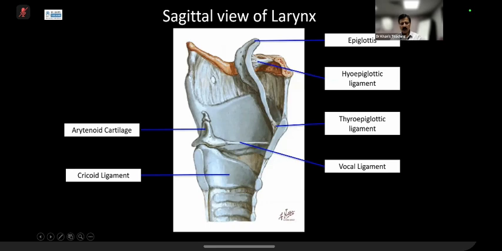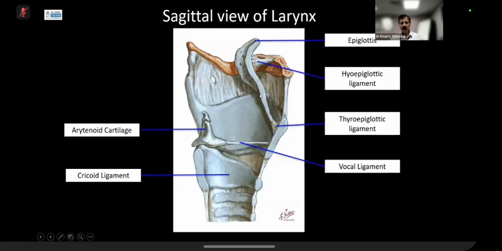So this is the arytenoid cartilage, and this is the anterior process of the arytenoid cartilage. And there is a ligament here, we call it the vocal ligament. And on it sits the muscle, the vocalis muscle, and this is the true cord level. Now, this is the arytenoid cartilage. And then, of course, the epiglottis.